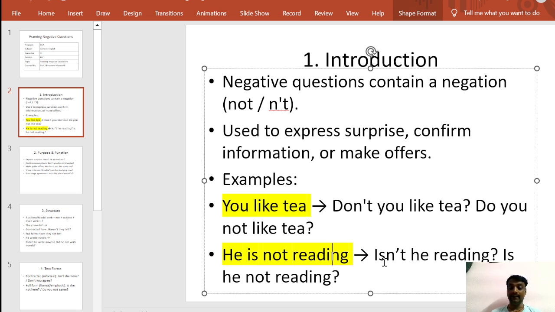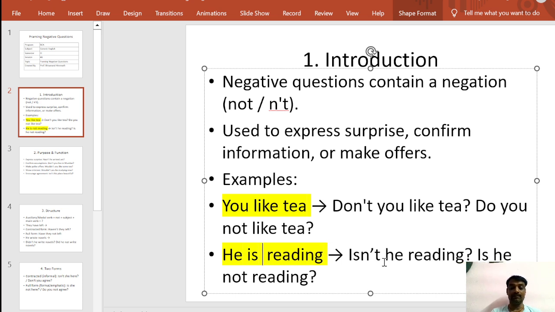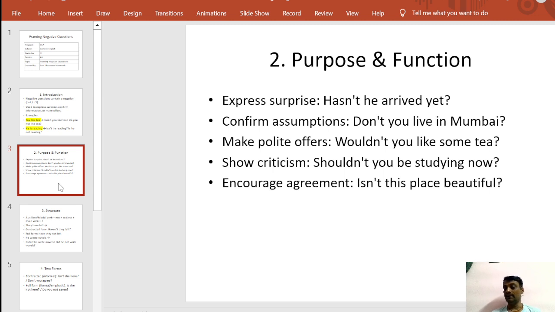If there is no "not" in the sentence, say for example "He is reading," and you are asked to frame a negative question for this sentence, you have to make the same: "Isn't he reading?" "Is he not reading?" Here we have to start with an auxiliary verb, and then properly set your n't or not in the proper place, with the proper pronoun and the question mark. So this is the introduction to negative questions.